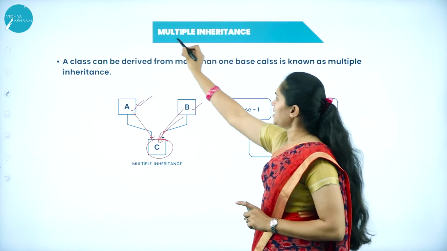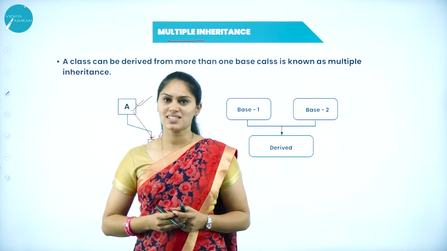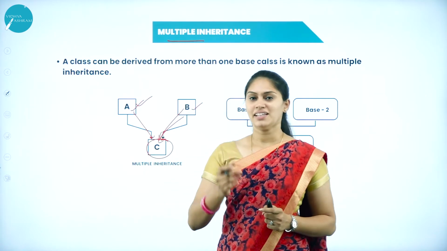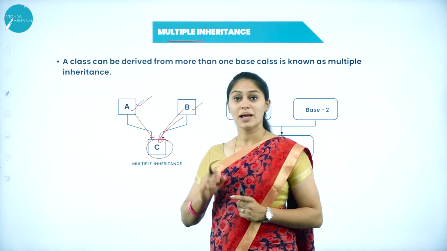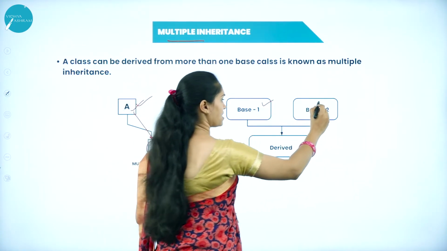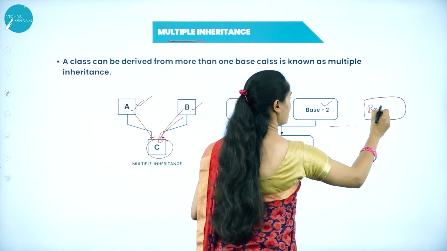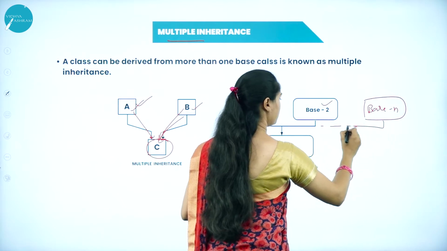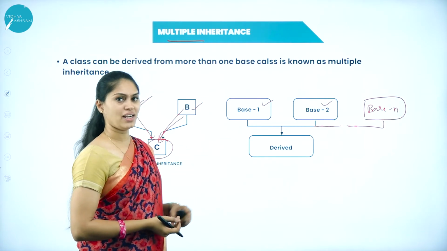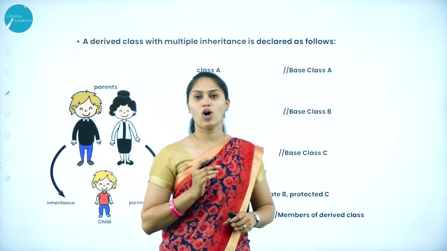So multiple inheritance means a class can be derived from more than one base class. If it is acquiring the features from more than one base class, then that kind of inheritance is known as what? Multiple inheritance. If you see here, I have base class 1, base class 2, and also I can have base class n. I can inherit the features from more than one base class. That is nothing but multiple inheritance. For this derived class, I am going to create an object.